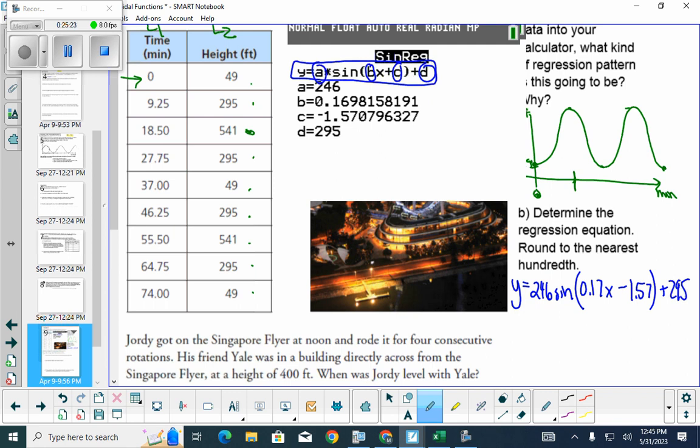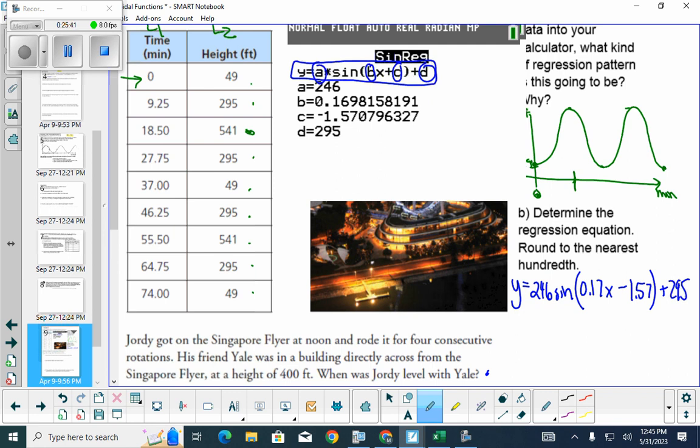Okay, so the rest of this now is interpretation questions, just like we did in the polynomials unit. So I'm going to leave this question here till the end. We'll come back to it though.